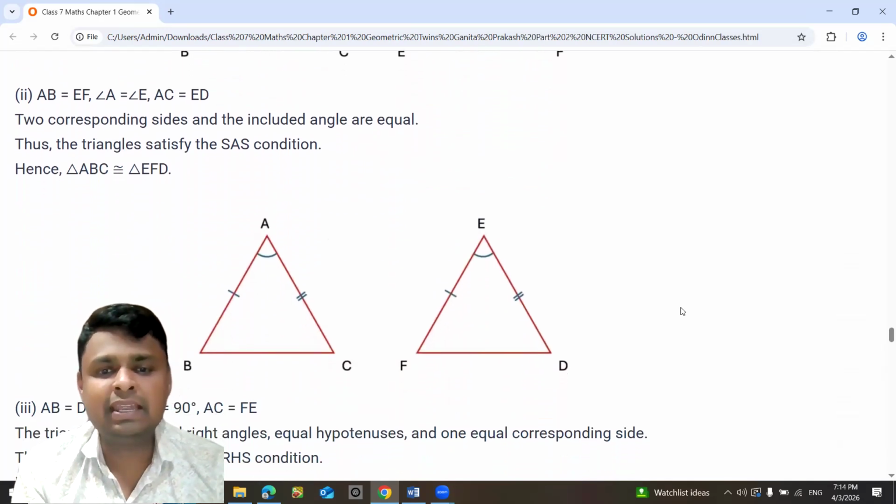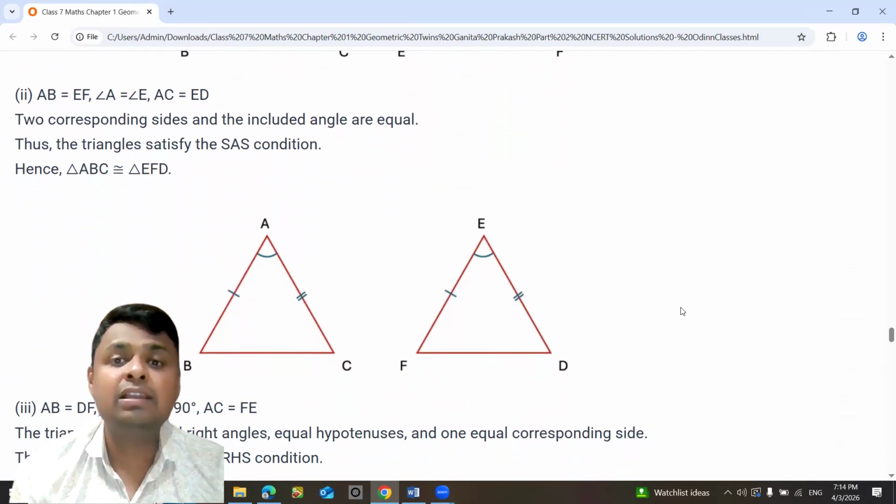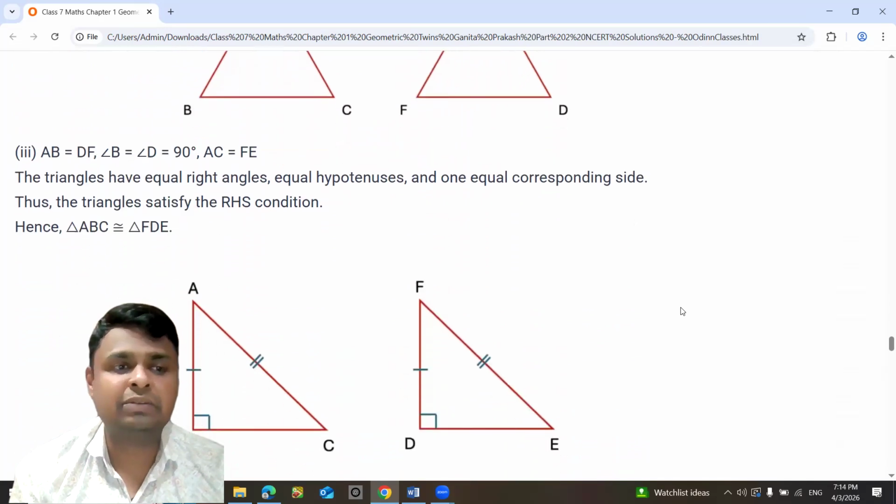Then we have again one angle in between two congruent sides. So angle ABC and angle FED. So we have AB congruent to FE, AC congruent to ED, and angle in between, that is SAS test, side angle side test or condition. Here they have used the word condition.